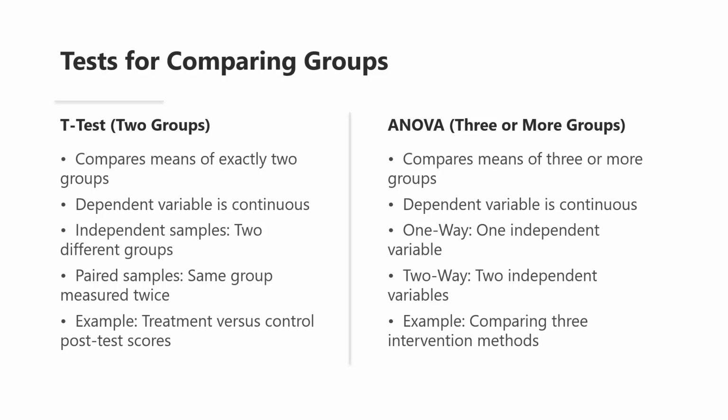One-way ANOVA has one independent variable with three or more levels. Two-way ANOVA has two independent variables, allowing you to test their individual effects and their interaction. If ANOVA reveals a significant overall difference, post hoc tests such as Tukey test are used to determine which specific groups differ from each other. ANOVA only tells you that at least one group is different, not which ones. You are putting together a really clear decision framework here, and that is exactly what the exam rewards.